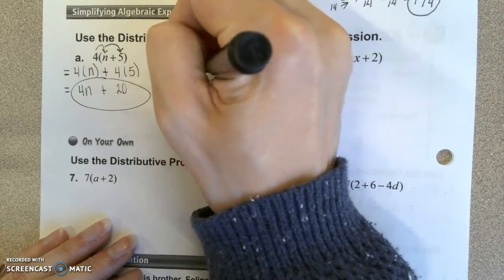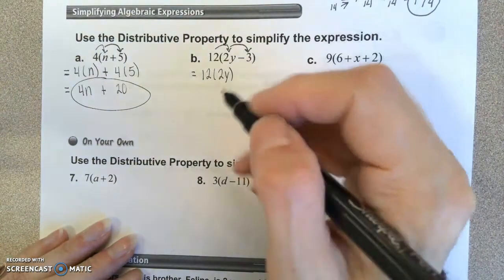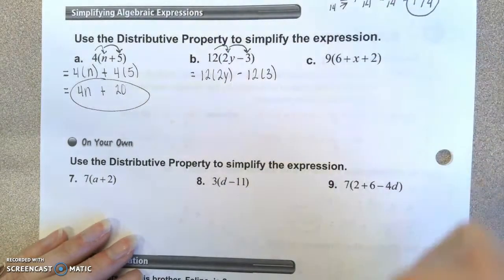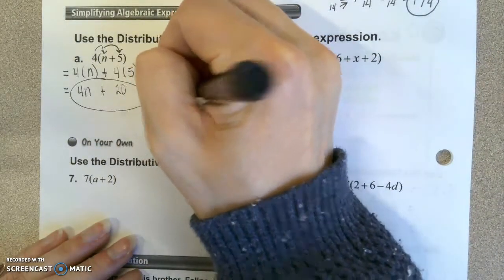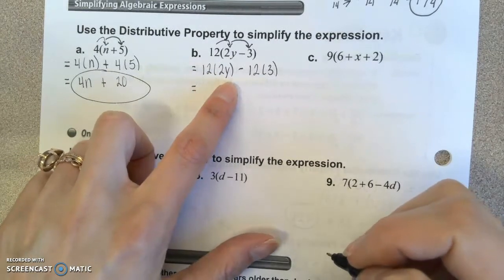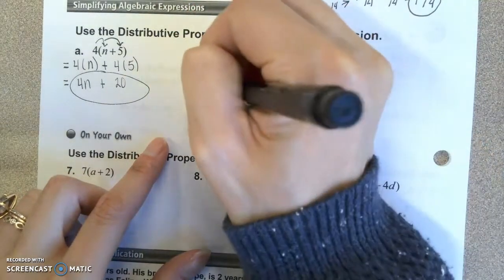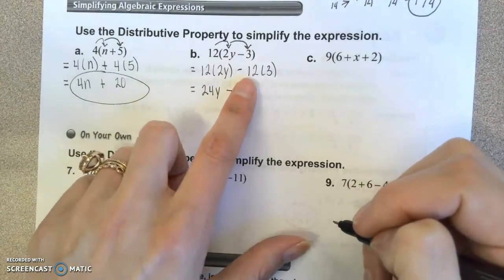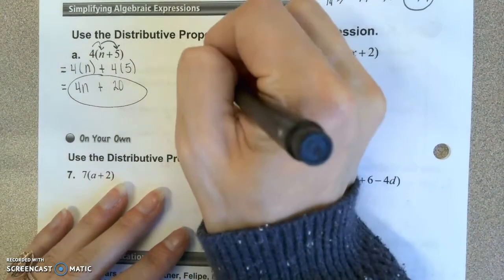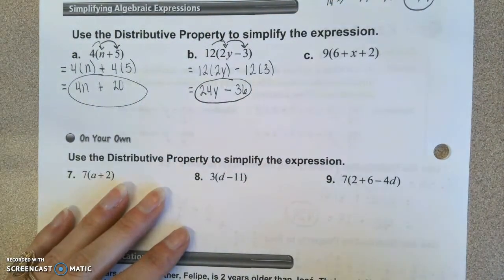So I'm going to take 12 times 2y, and then this time we're subtracting 12 times 3. And then if I have 12 groups of 2y, 12 times 2 is 24, but leave that y on there. So we have 24y minus 12 times 3 becomes 36. That's as simplified as it gets. So that's our final expression.